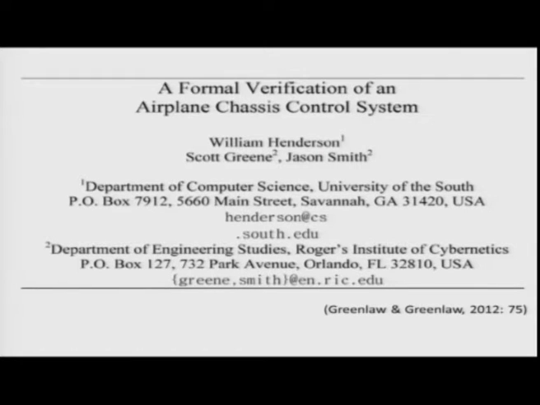So, 1 here corresponds to this. So, this person William Henderson is from Department of Computer Science, University of the South, and the details. Then it also gives the mail ID. Then the other 2, Scott Green, Jason Smith, both have the same superscript number. It means both of them are from the same institute. They are from Department of Engineering Studies, Rogers Institute of Cybernetics, and then the details. Then there is also a mail ID.